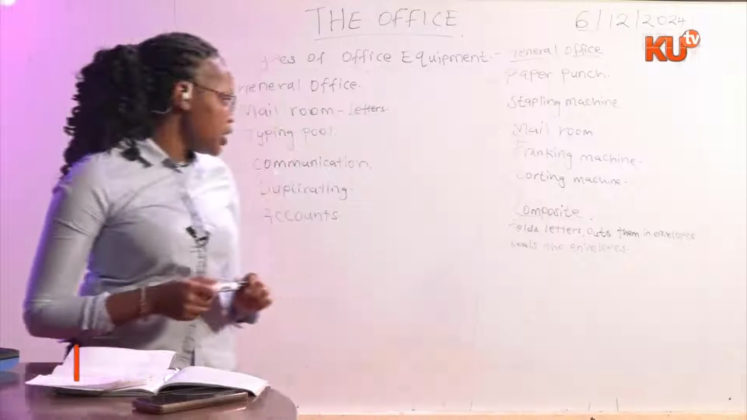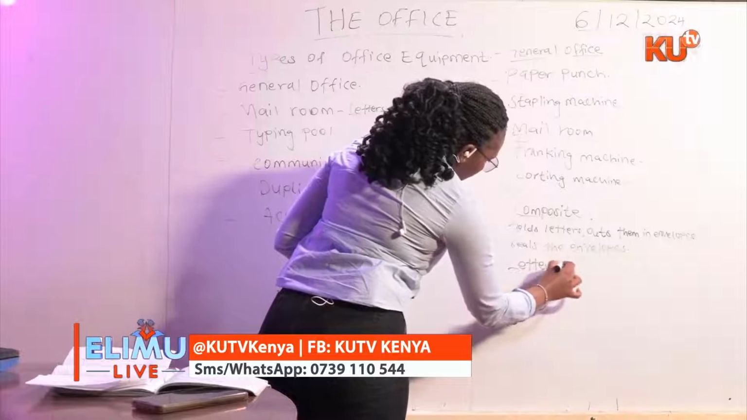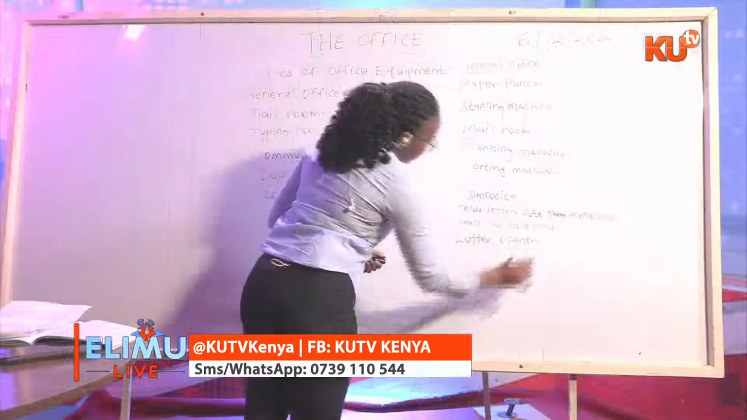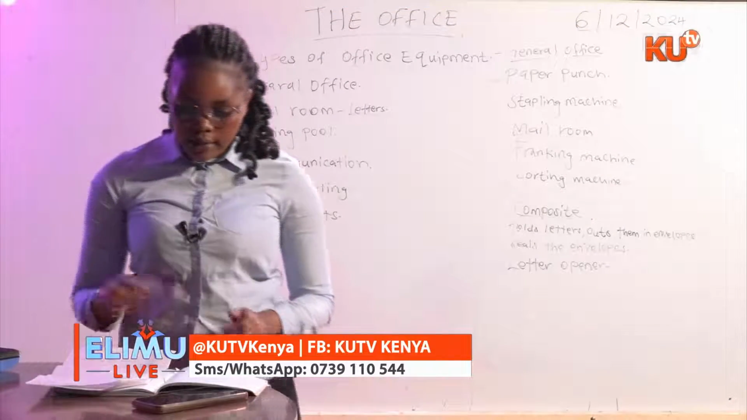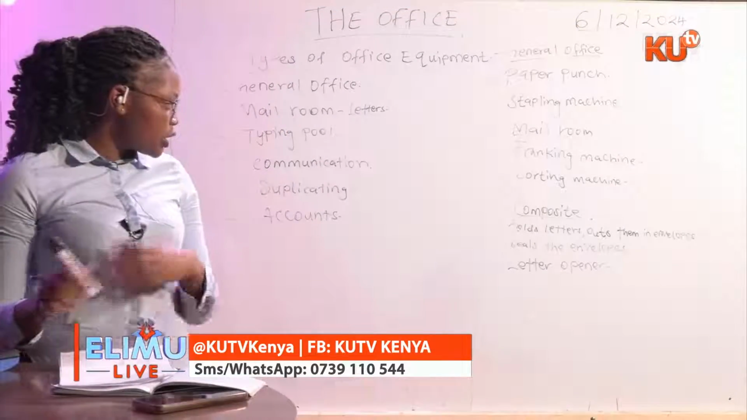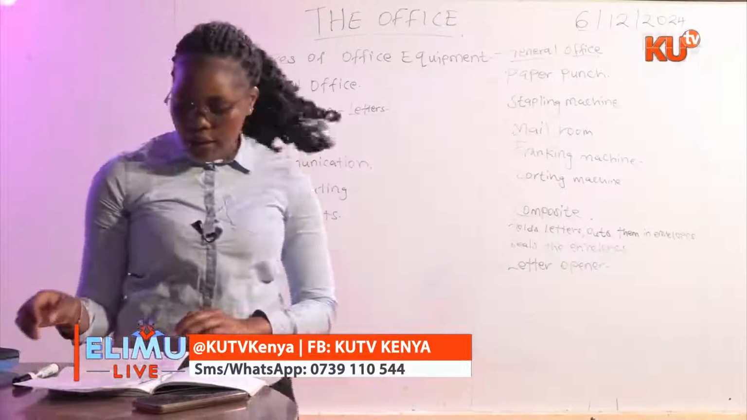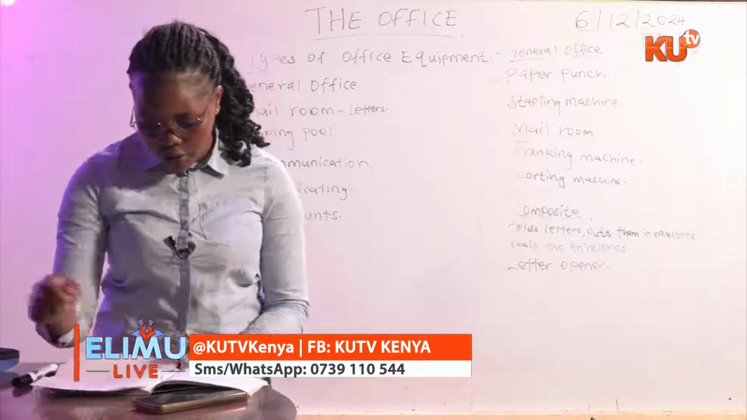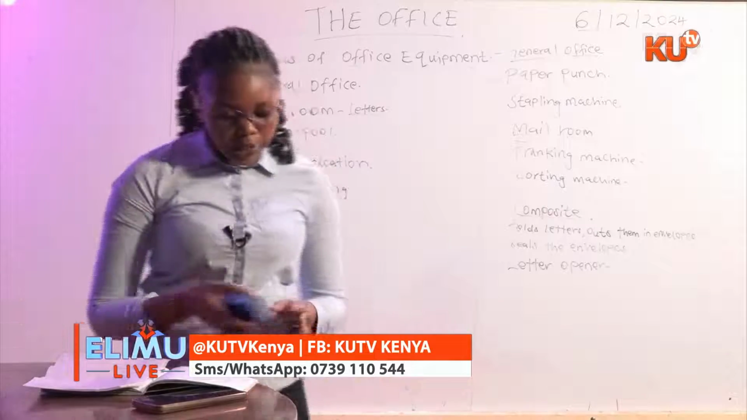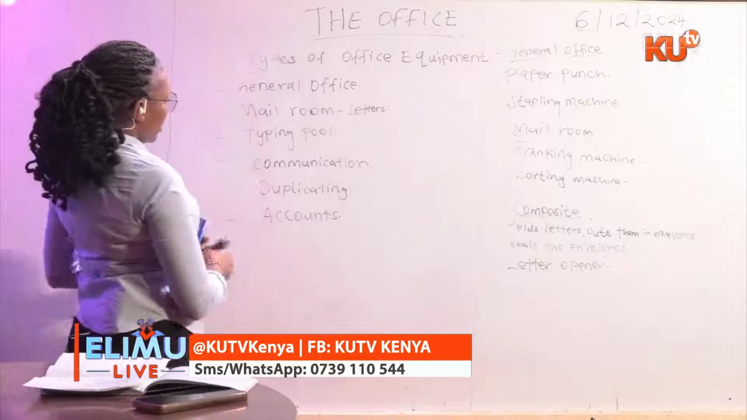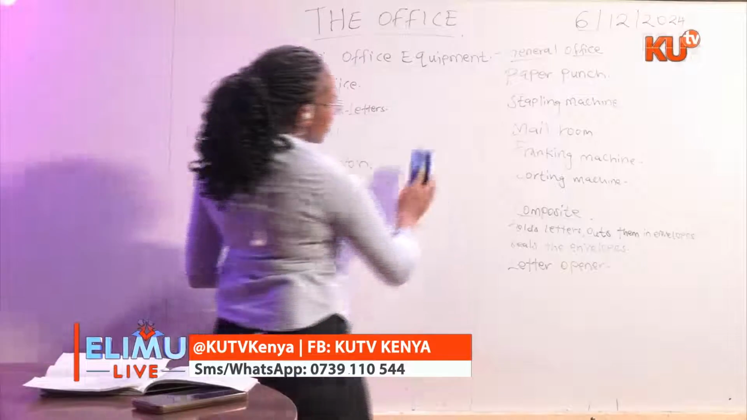And then we have a letter opener. A letter opener, just like its name, is used to open letters. Its function is to open letters. So instead of taking so many letters to open using your hands, you can use a letter opener to make your work easier. So let's look at the type of office equipment we have in communication.